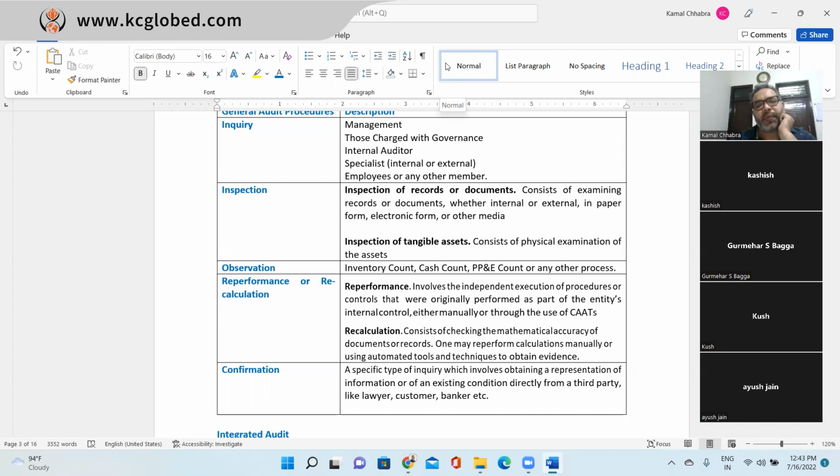Fourth one is reperformance or recalculation. What is reperformance? Any idea?